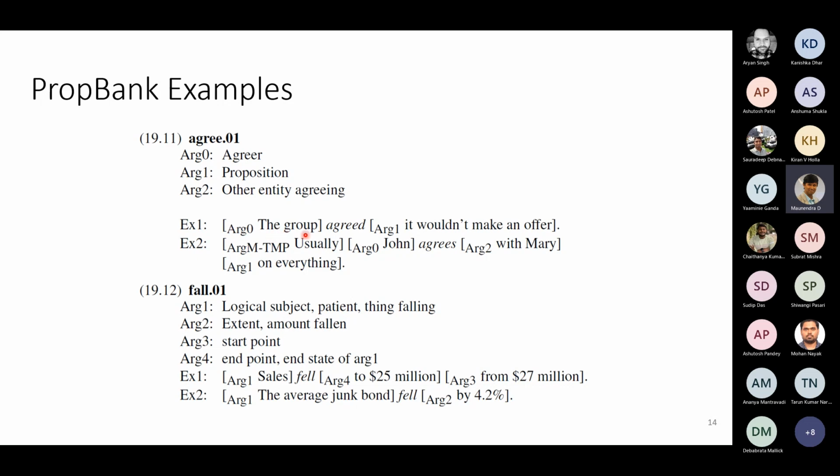In this example, the group agreed it would not make an offer. So who is agreeing? The group. So this becomes the argument 0 or the proto agent. And what do they agree upon? They agree upon the fact that they would not make an offer. So this becomes the proposition.